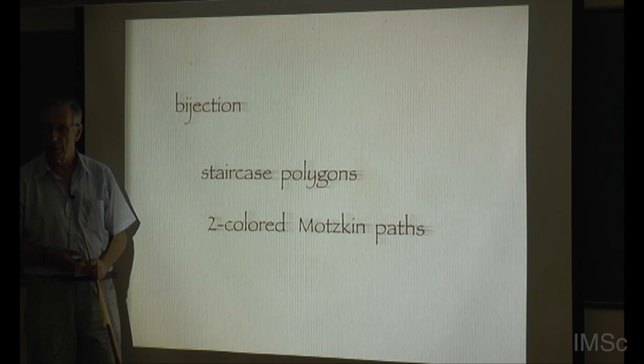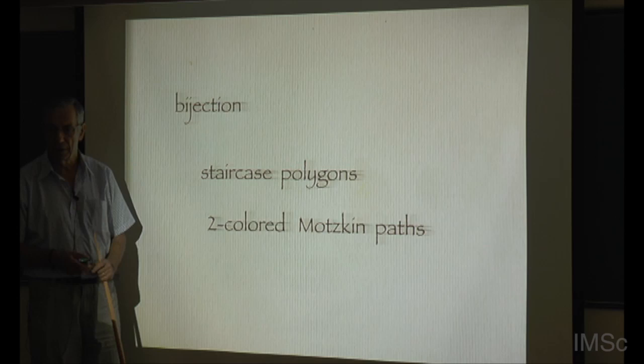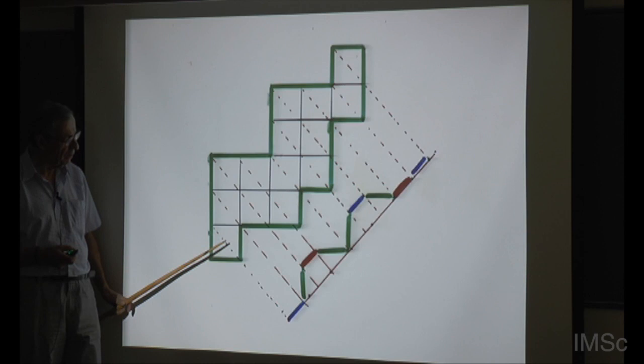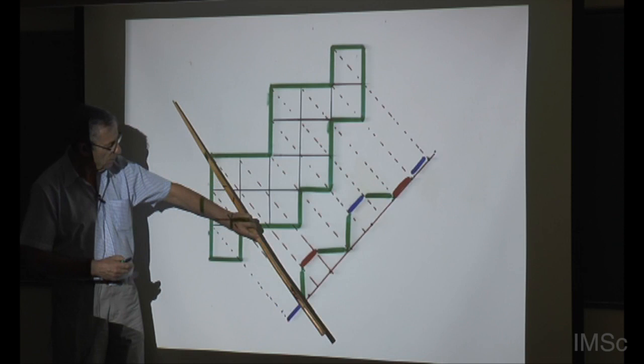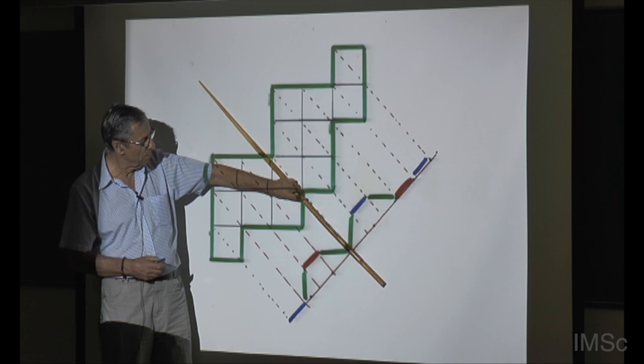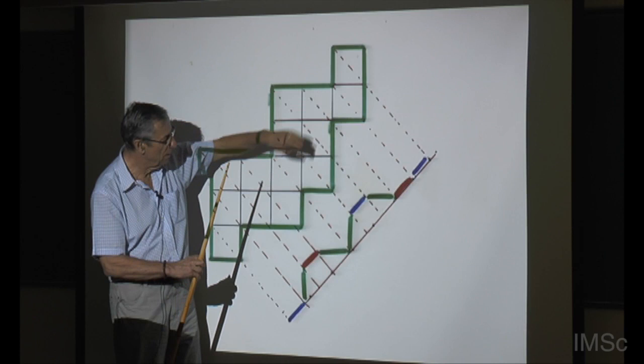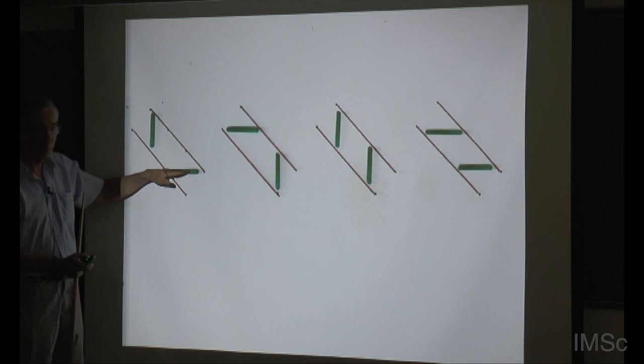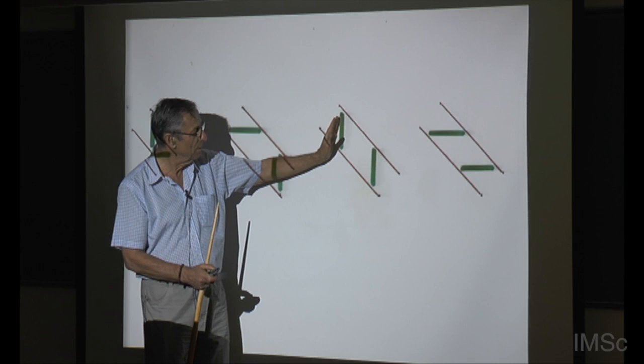I claim that the number of such staircase polygons of perimeter 2n plus 2 is exactly the Catalan number Cn. I claim this by giving a bijection between staircase polygons and two-colored Motzkin paths. So here is my staircase polygon, and you cut your polygon like this by 45 degree diagonals, perpendicular to the main diagonal. So you have a strip each time, you see. And there are four possibilities when you cut your polygon. Maybe the width of the polygon is going to increase by one if the two edges are like this. Or maybe you have this configuration. Or maybe this one. Or maybe this one.